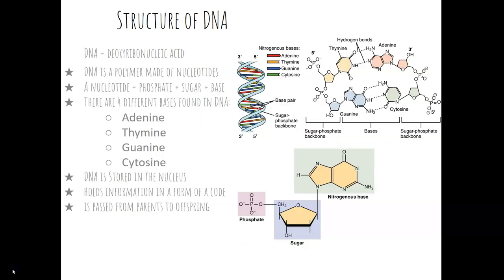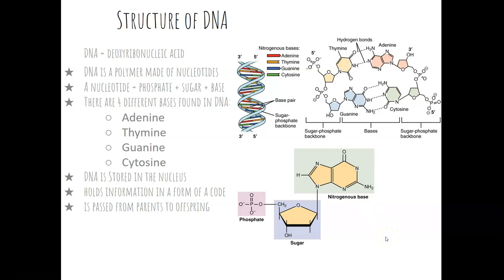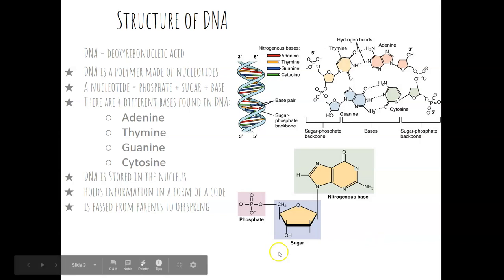This next slide helps to summarize basic features of DNA. A polymer made of nucleotides, in which a nucleotide is made of a phosphate part, a sugar part, and a base. The bases that you find in DNA are adenine, thymine, guanine, and cytosine, and DNA is normally stored in the nucleus. The two backbones are held together by hydrogen bonds between the bases. There are 2 hydrogen bonds between thymine and adenine, and 3 hydrogen bonds between guanine and cytosine.